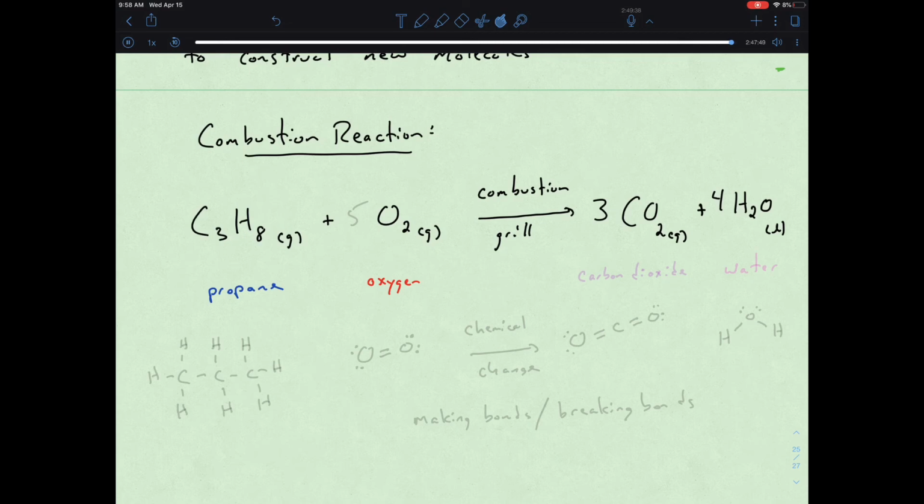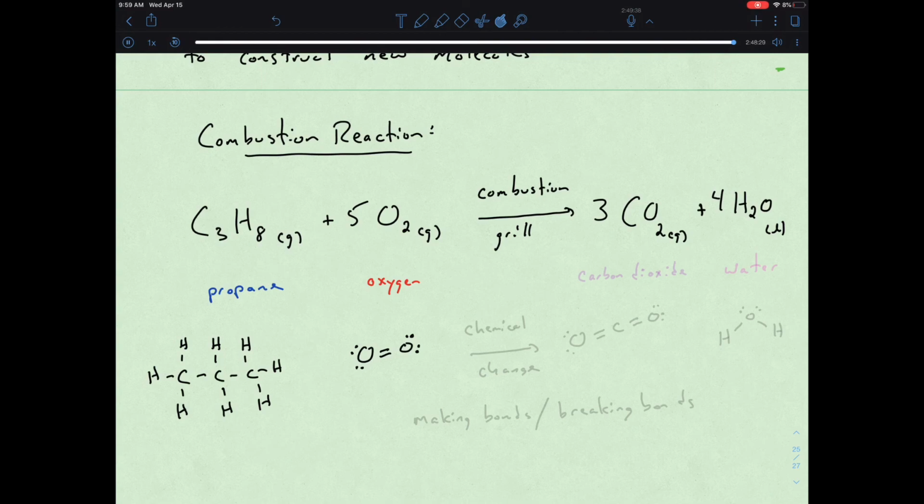So we would need 5. So there would be an example of combustion reaction. We're actually physically breaking things down. Our propane has all these chemical bonds between hydrogen and carbon. Oxygen has its double bond as well.